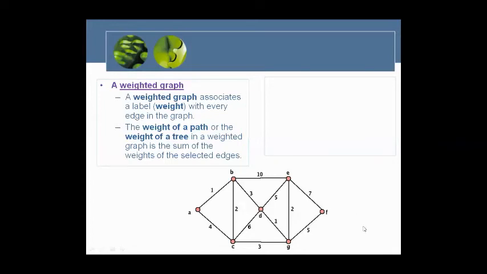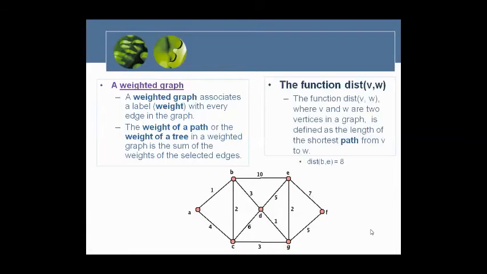The weight of a path or the weight of a tree in a weighted graph is the sum of the weights of the selected edges. So how will we do it? For the distance function, V stands for vertices and W is for the weight. The function distance(V, W), where V and W are two vertices in the graph, is defined as the length of the shortest path from V to W. So distance of B and E is equal to 8.